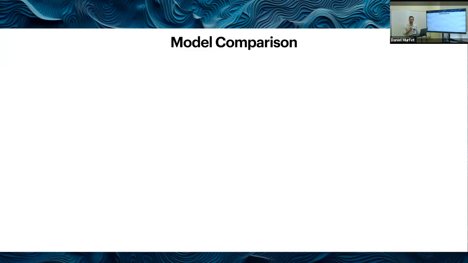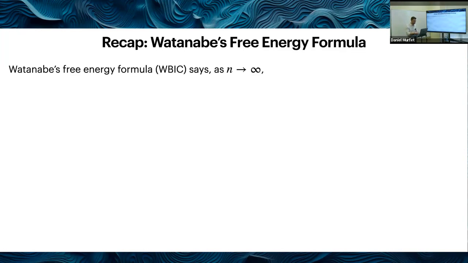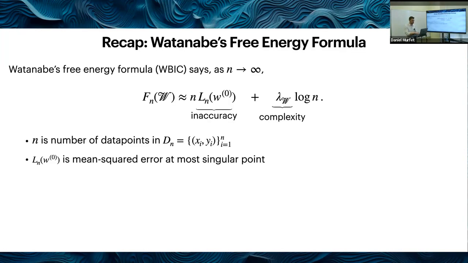But the Ln of W0 is still just the mean squared error, evaluated at the most singular point, plus a constant that is kind of irrelevant from the point of view of model comparison. Oh, I see. But you kind of use a Gaussian approximation answer there. I mean, the mean squared error is the KL divergence for Gaussians, no? Not quite sure. Am I saying something?